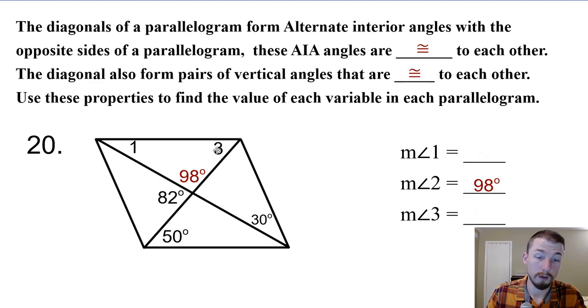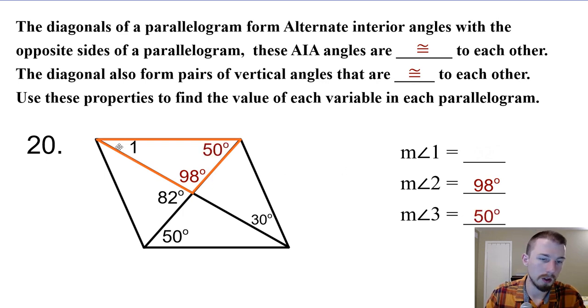But we can solve for 3 because on this one, 50 is alternate interior with 3. If you see your transversal here, I guess I could change colors. So you have our transversal, and those are parallel lines, so those are alternate interior. So 3 is going to be 50.